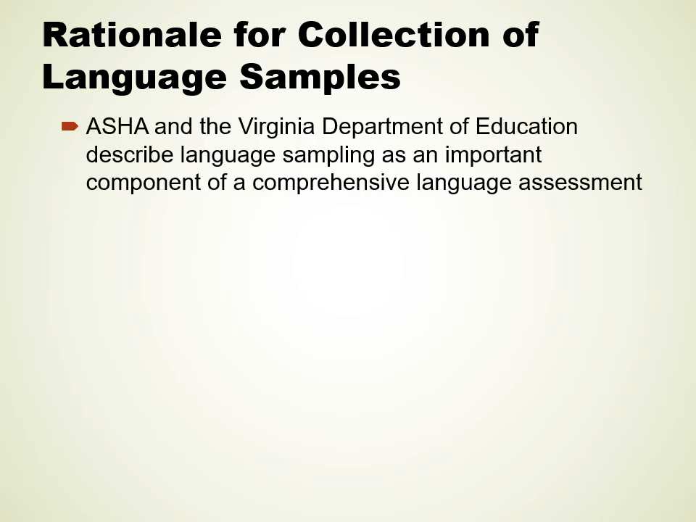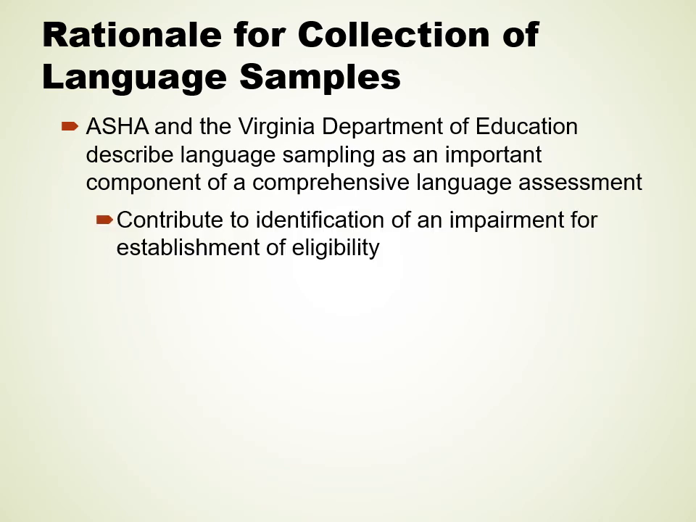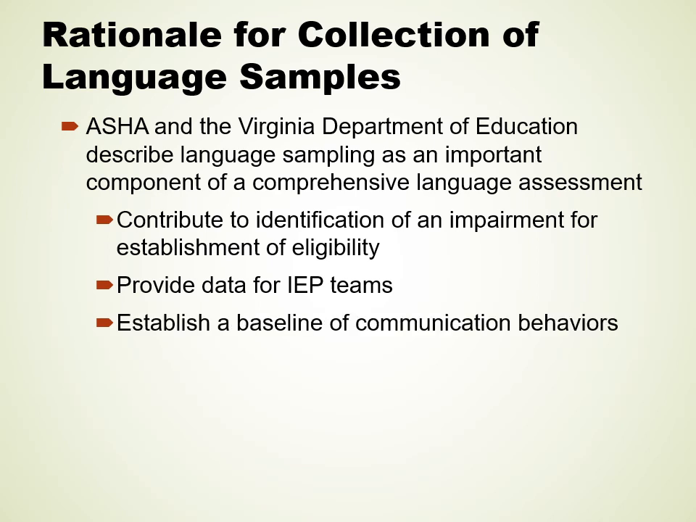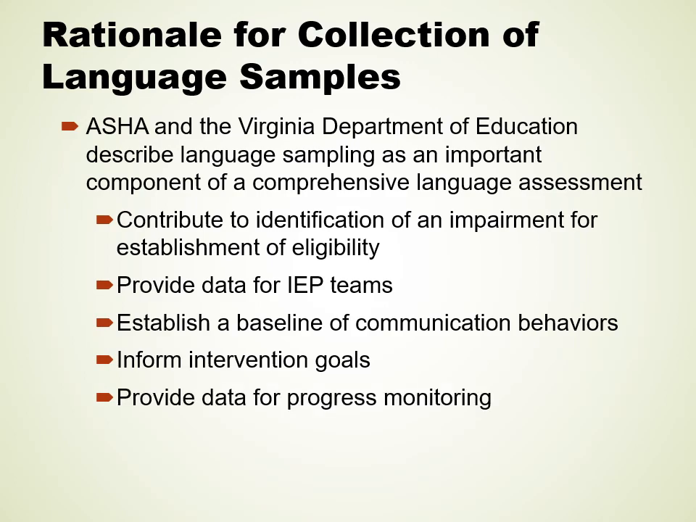Let's start with the rationale. Why collect language samples? Well, as you know, ASHA and the Virginia Department of Education describe language sampling as an important component of comprehensive assessment. That includes contributing to the identification of an impairment for establishment of eligibility, providing data for IEP teams, establishing a baseline of communication behaviors, informing intervention goals, and finally to provide data for progress monitoring.